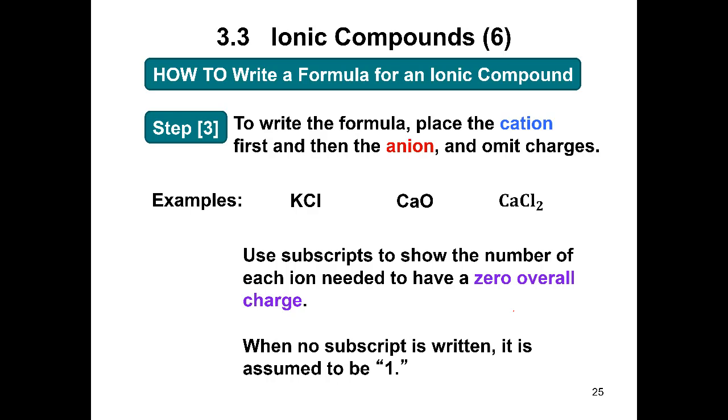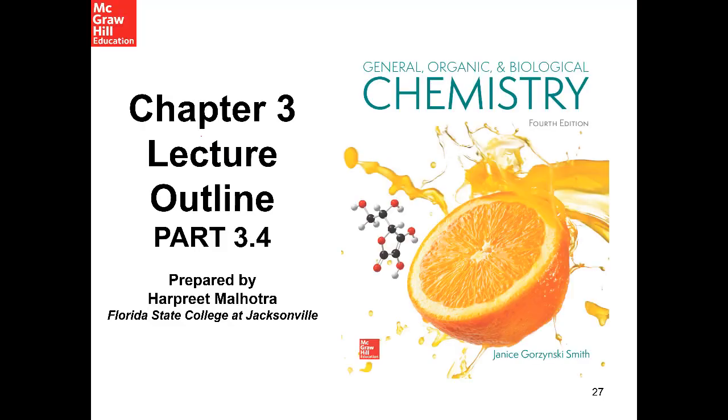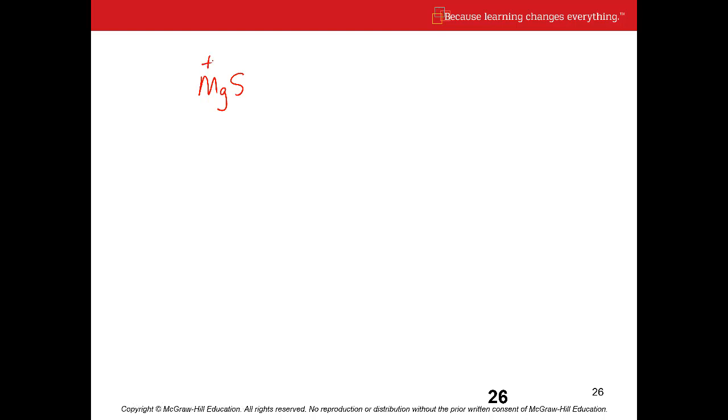So if we look at these different examples, we use those subscripts to give us those overall numbers of the different elements or atoms that we need in each one of those formulas. Okay, so let's just kind of do one. Let's just say we have magnesium sulfide. All right, and we can look at our periodic table to figure out what those charges are. So magnesium is a +2. Sulfide is a -2 because it's in group 6A. So that's going to be the formula for that.